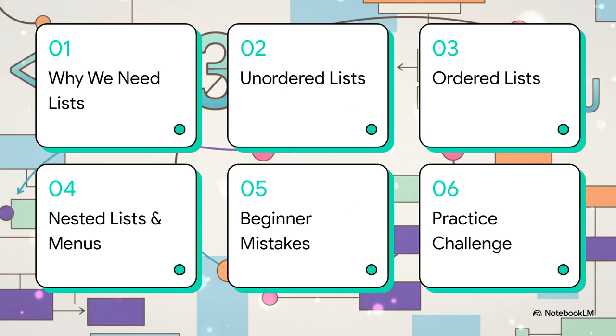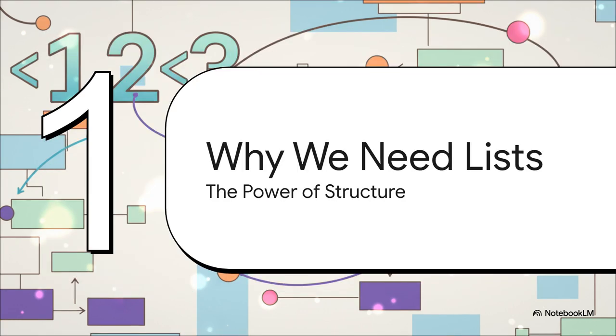Here is a super quick look at our roadmap for today. We're covering why we need lists, unordered and ordered lists, nested lists and menus, some common beginner mistakes, and a practice challenge. Okay, section 1, why we need HTML lists.